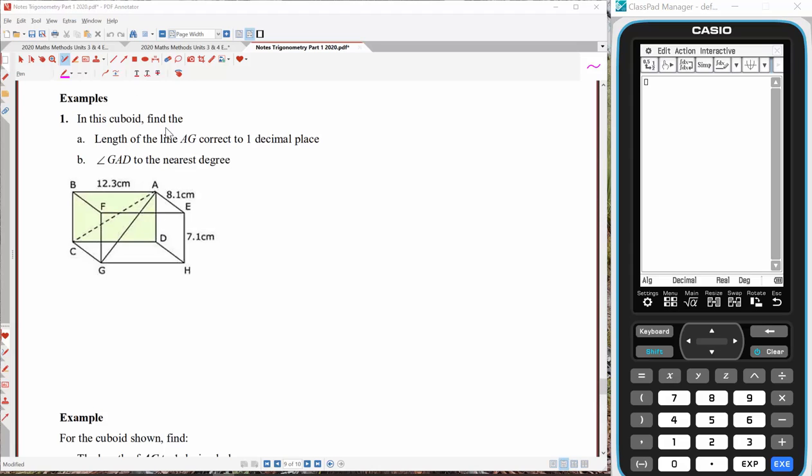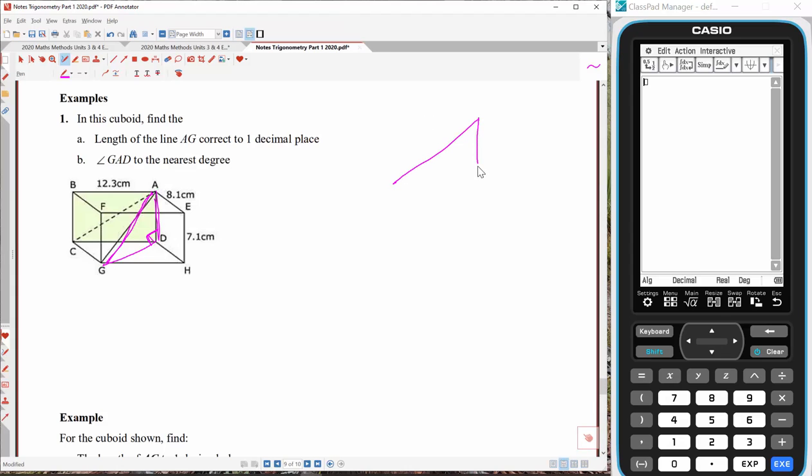So we've got a cuboid here, and we want to find the length of the line AG correct to 1 decimal place. That's this line here. Now, we need to do a little bit of work to get the length of this line, because if you can see this line, the line AG, the one we're trying to find the length of, and this line here, that's actually a right angled triangle. Now, I know it doesn't look like one, but you've got to be able to imagine or change your eye level to imagine this particular line drawn in a box, and how it relates to it. This would be a right angled triangle.